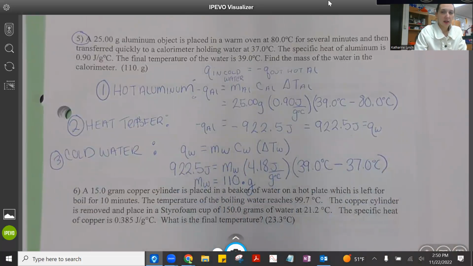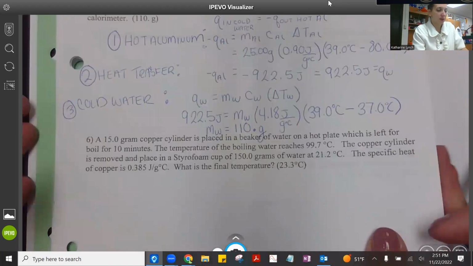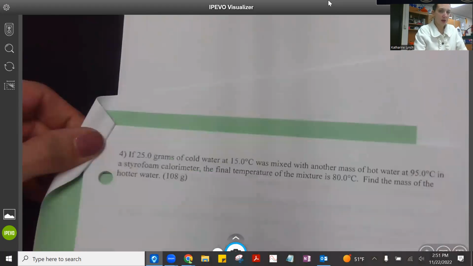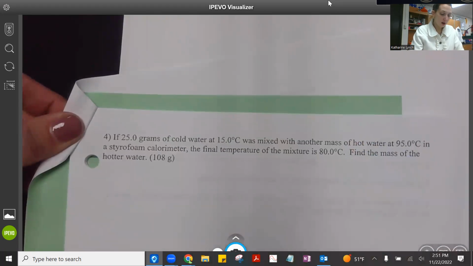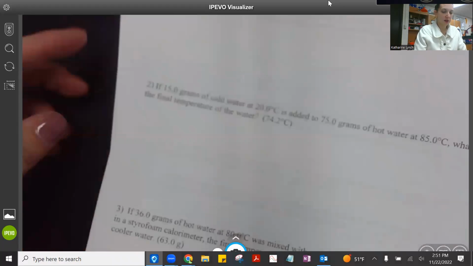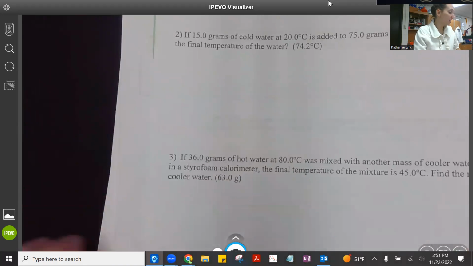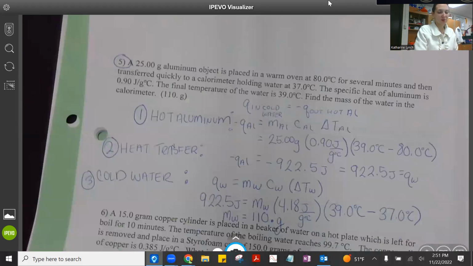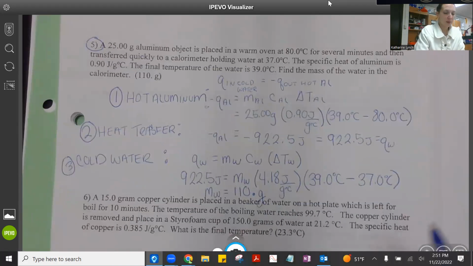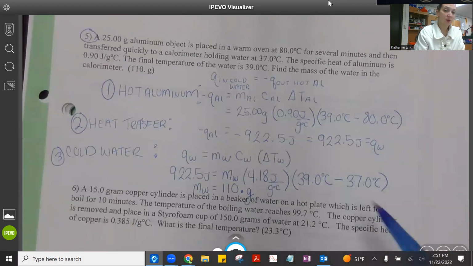All right. Go through this video again if it helps you, and see if you can use this 3-step process. It will help you with number 4, which is going to be that similar 3-step process, and so will number 2 and 3. The first problem on this page, the last problem on this page, is going to use a little bit different of a technique because T final is the same. But this is going to be the place where we start.